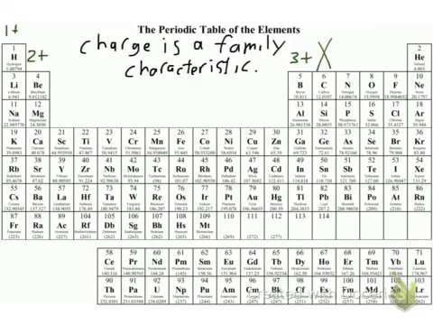There is no charge associated with the carbon family because they're going to either gain 4 or lose 4. There's no advantage to it, so they don't make a strong ion.